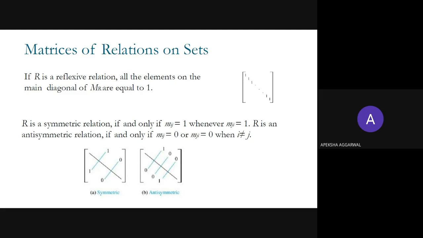What about asymmetric? So what is the difference between anti-symmetric and asymmetric?